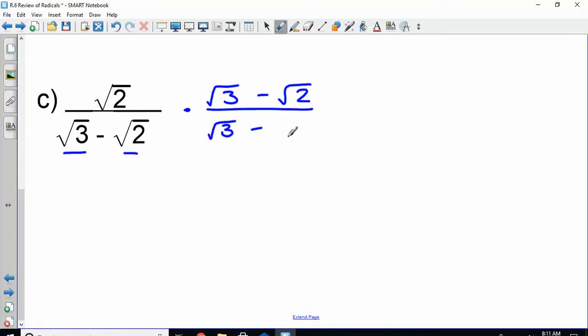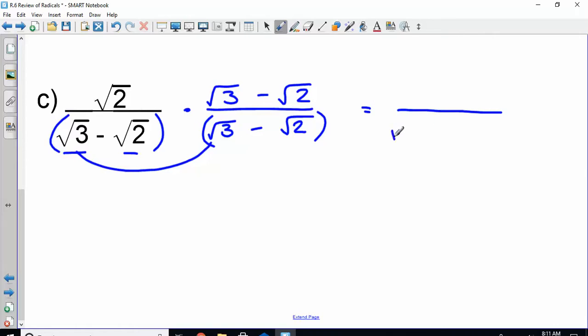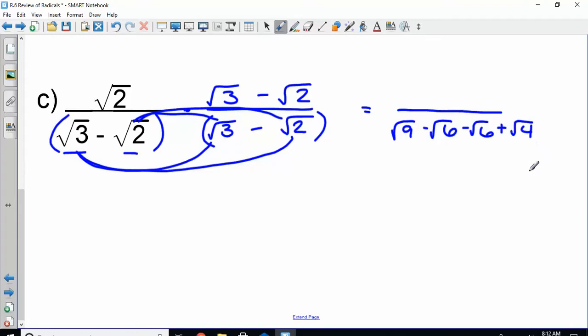If I just multiplied by the same thing here, you have to end up foiling, and I get a square root of 9 minus the square root of 6 minus the square root of 6 plus the square root of 4. Do all of those radicals break down? I can do the square root of 9 and the square root of 4, but the square root of 6's aren't going away, are they?